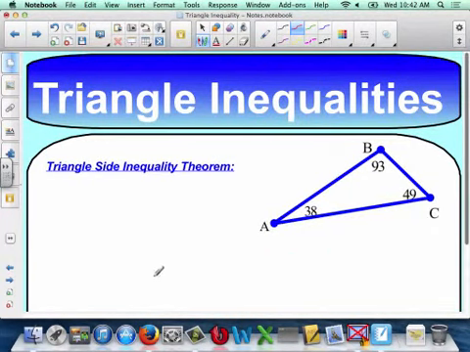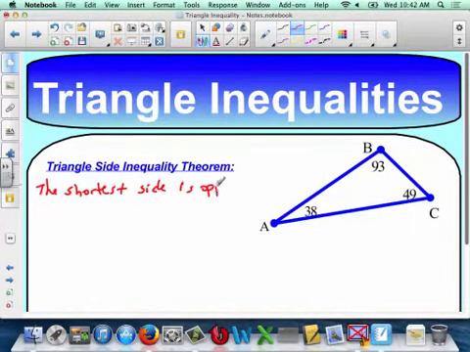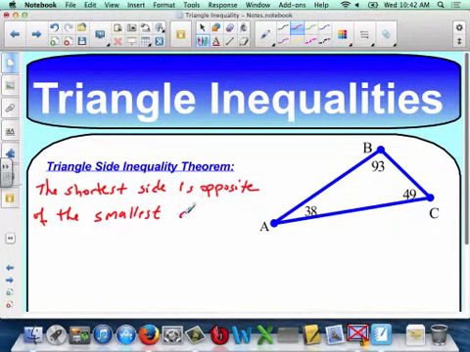So that's the next slide here, right? To find my shortest side, it is opposite of the smallest angle. A very strong connection there.